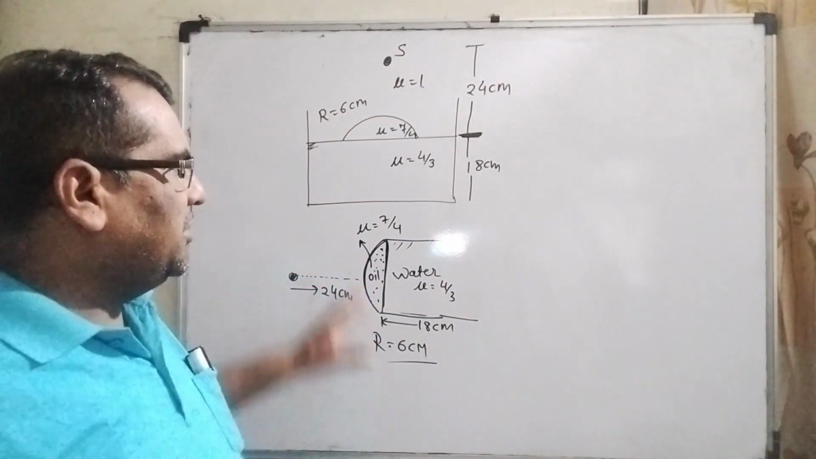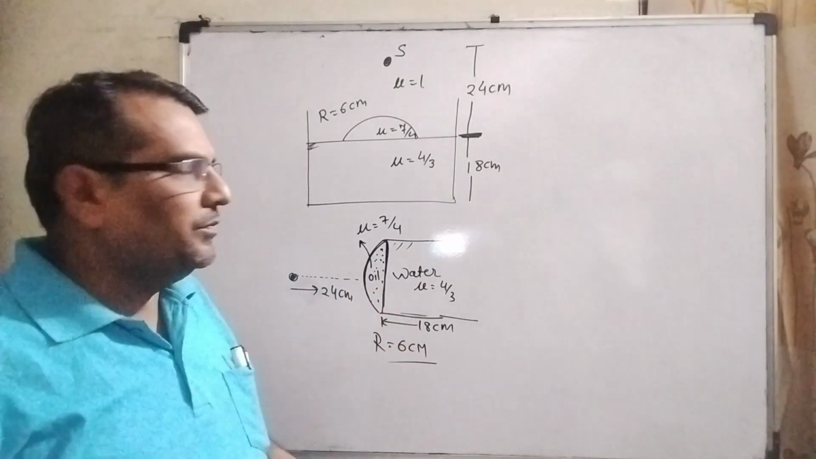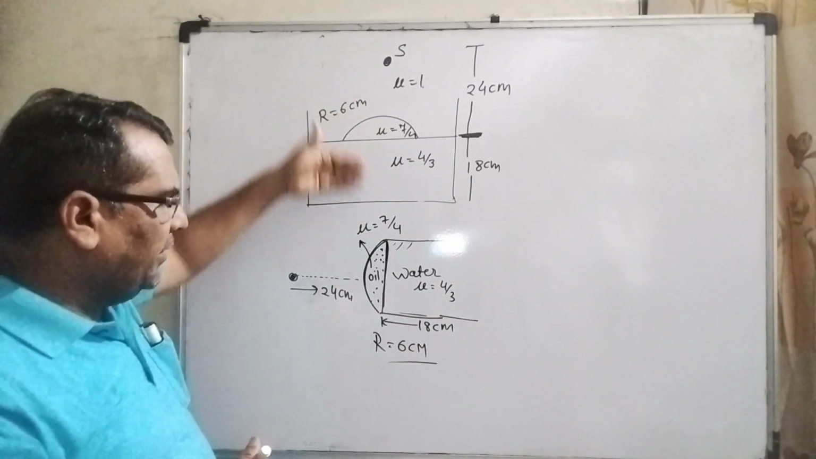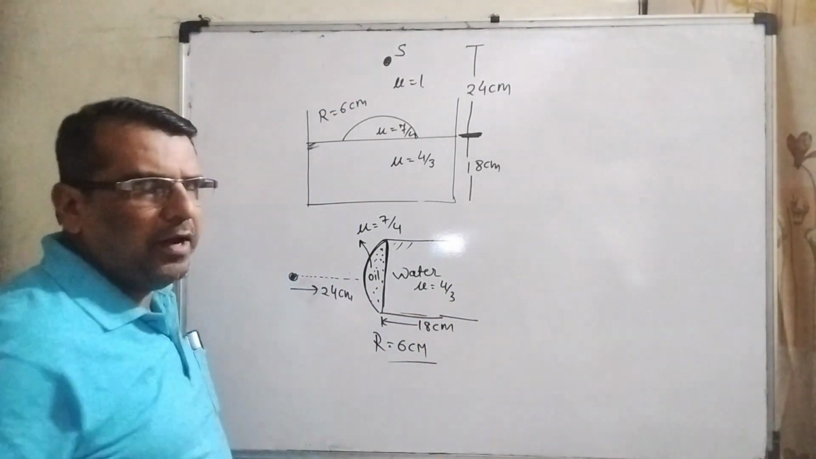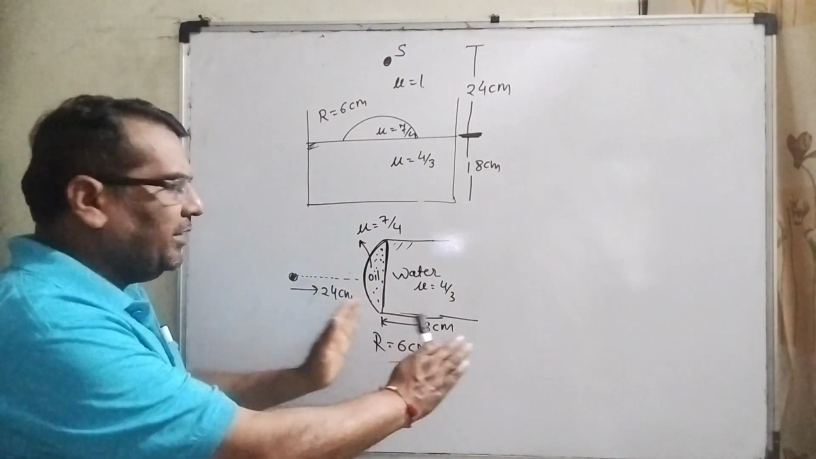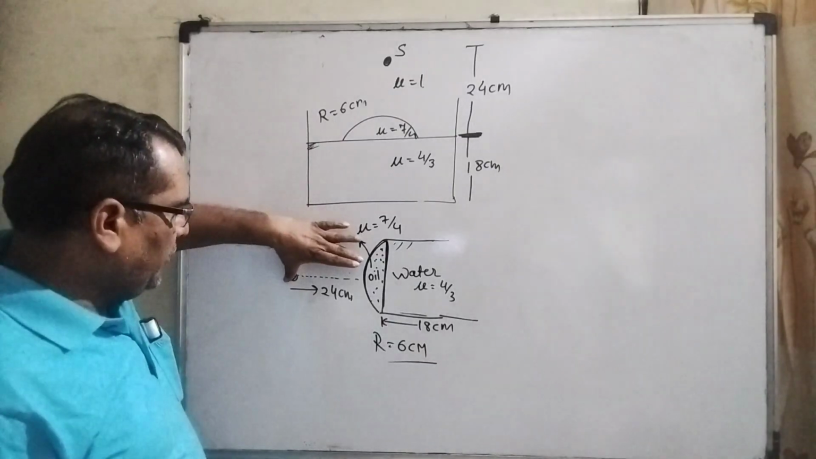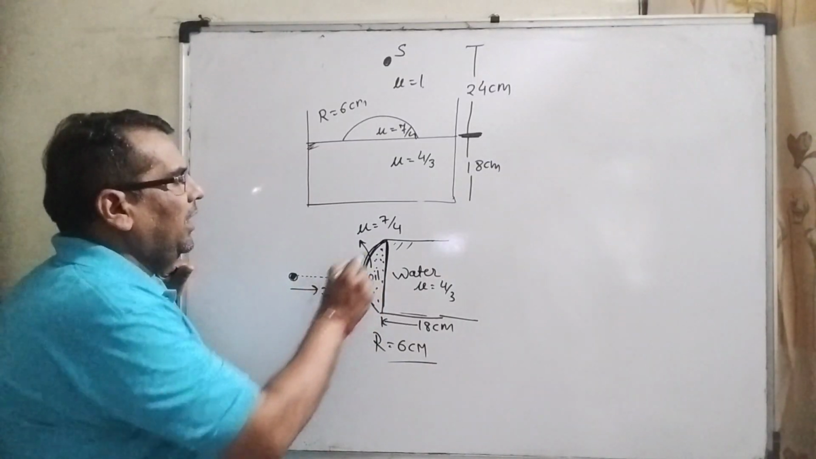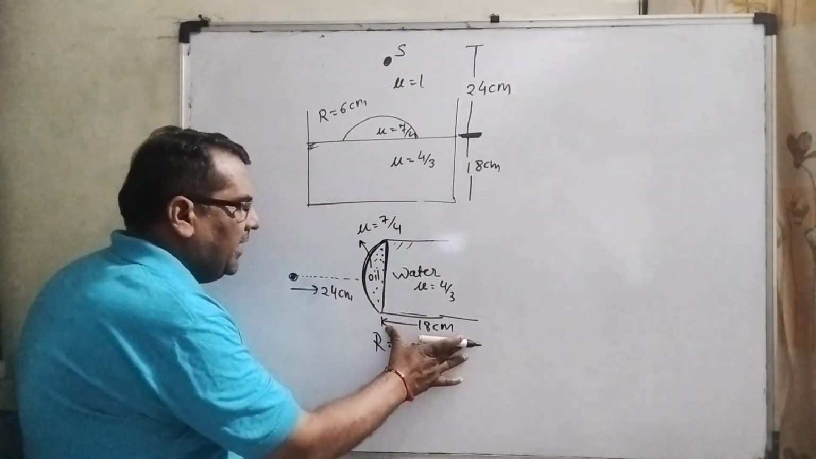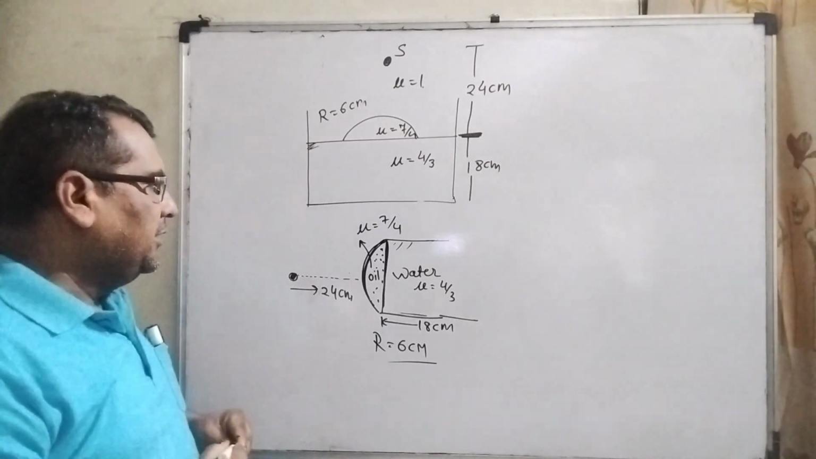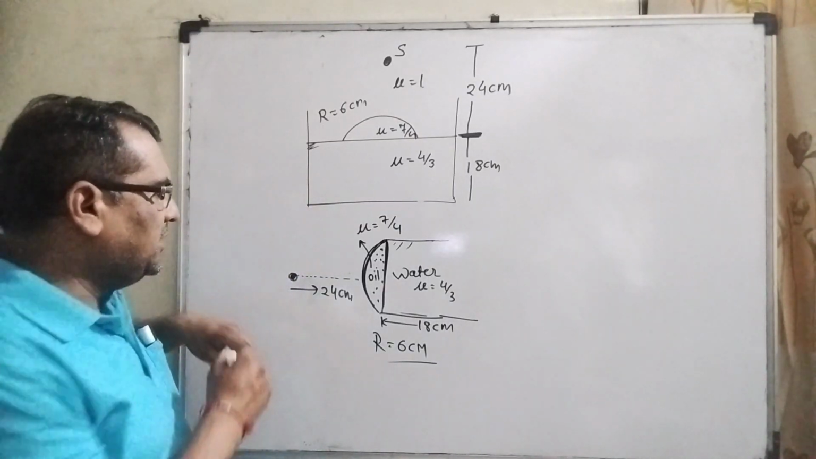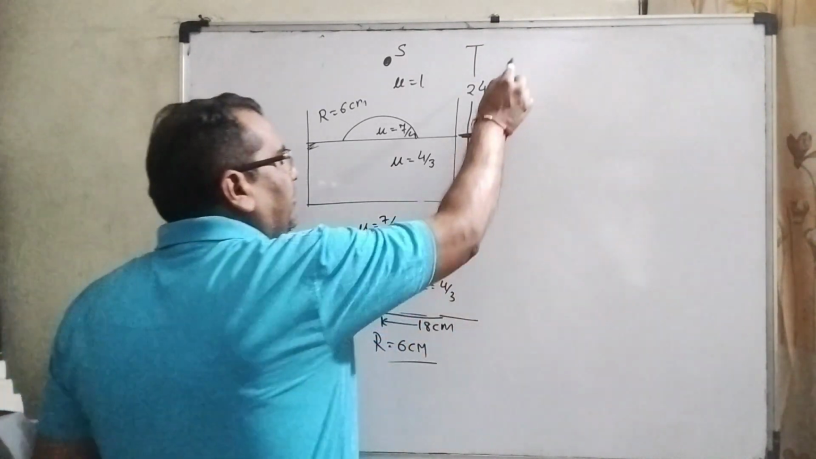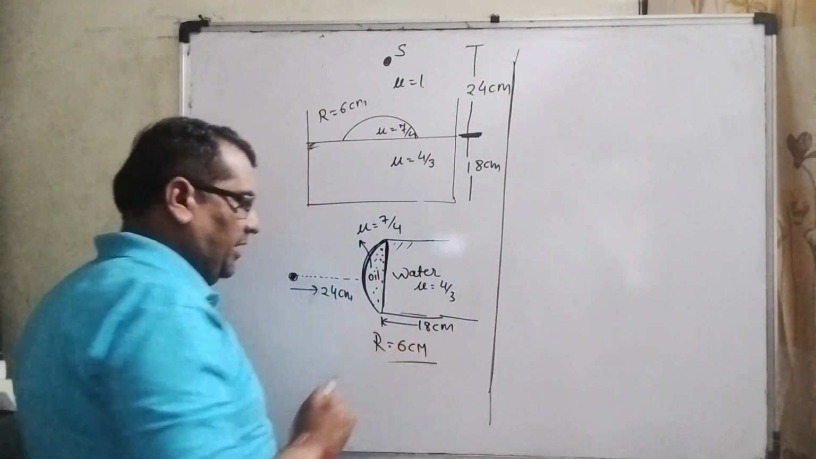At first glance, the question seems to be difficult, but it is very easy. Let us first consider it horizontally, because it is too difficult to solve this question otherwise. So we consider the whole system kept horizontally. Here it is in air, so we keep the object 24 centimeter away from this oil drop, and then this is the water. This distance is 18. R is equal to 6 centimeter. This question can be solved in two ways. First, air to oil, and then oil to water, and we have to find the position of the image.